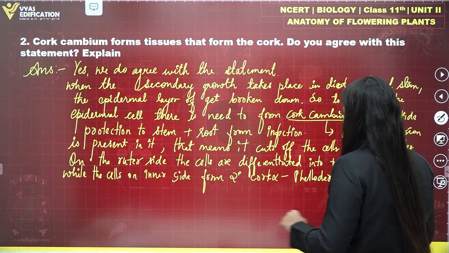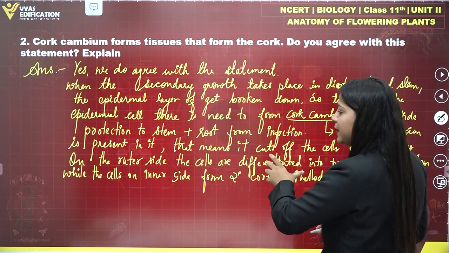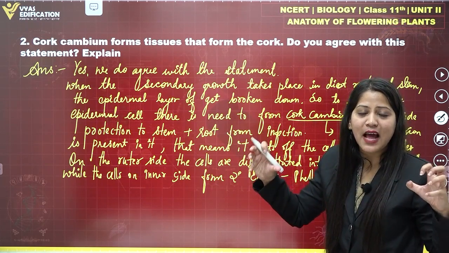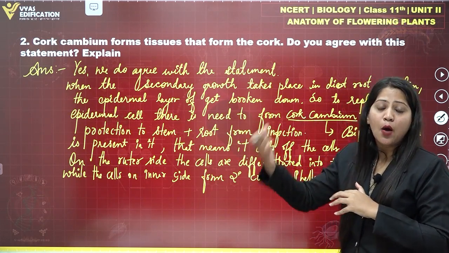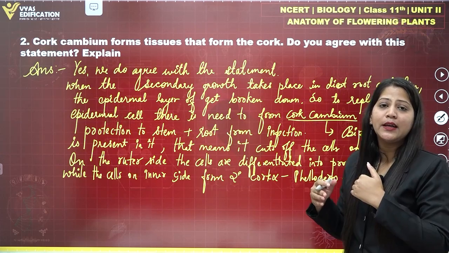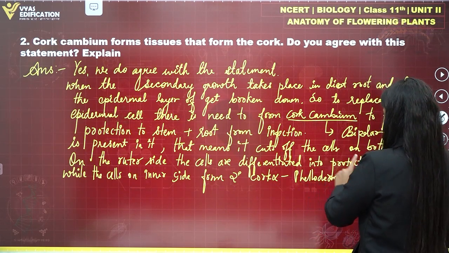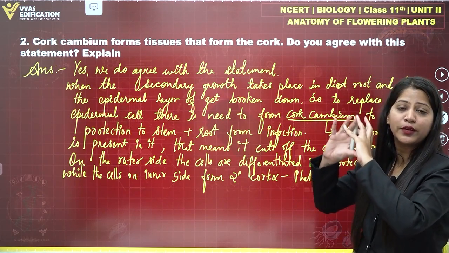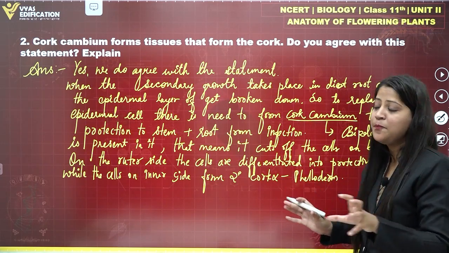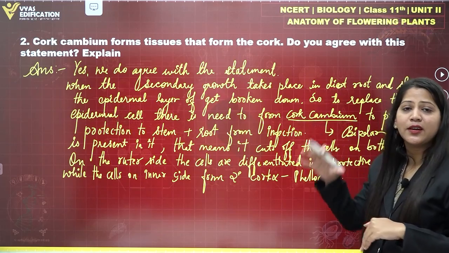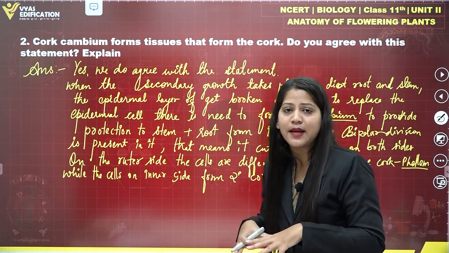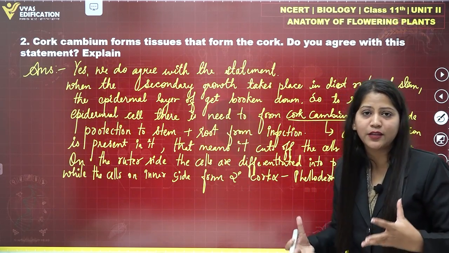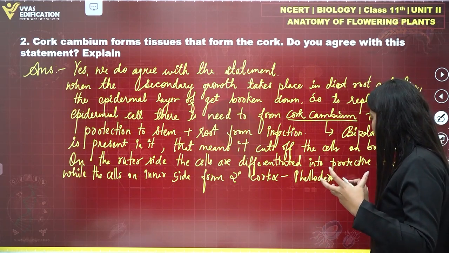Now, this cork cambium cuts off cells on both the sides. The outer cells are going to differentiate into this layer which is known as phellem, which is protective in nature, which is going to protect the stems and roots. And the cells which are present on the inner side are going to form secondary cortex, which is also known as phelloderm.